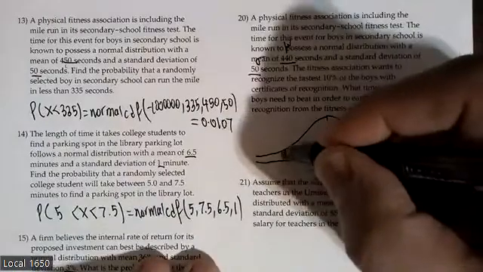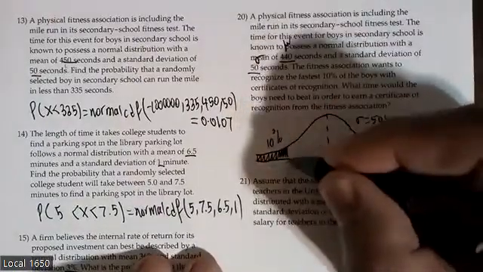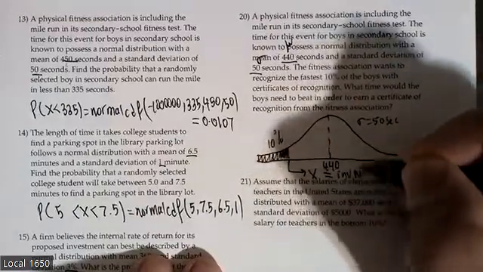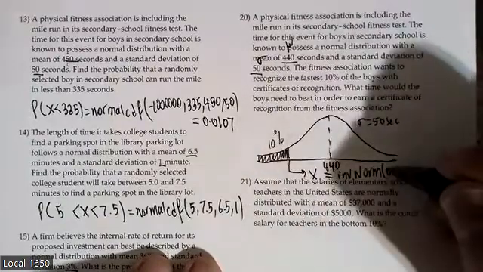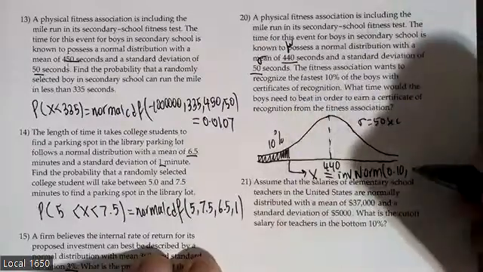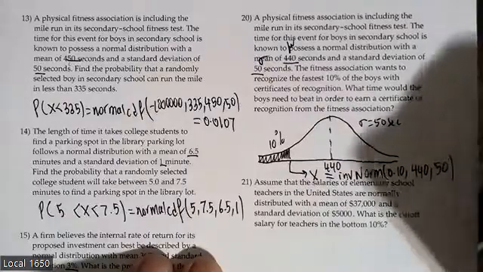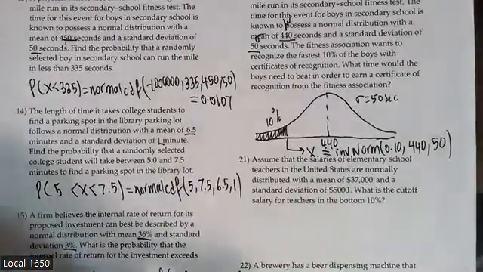This time is going to be 10%, right here. And we need this x, guys. X will be inverse norm. You put the area to the left, which is 0.10, and then 440, and then 50. And you just find the answer using the calculator.